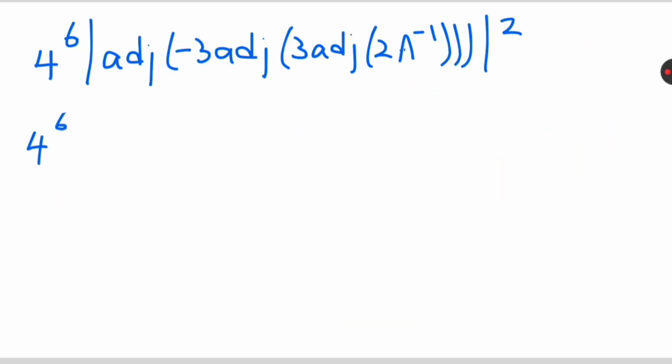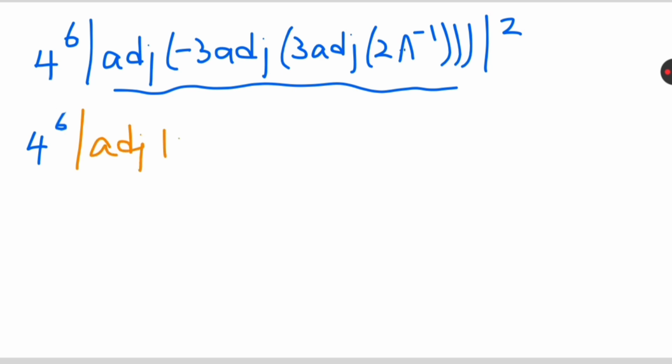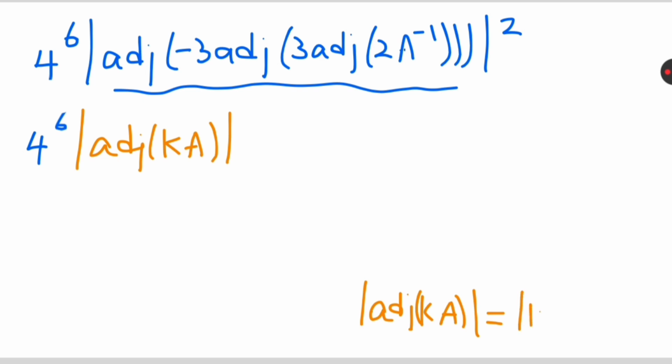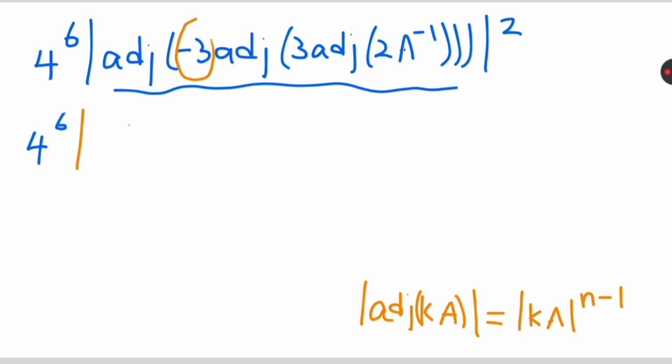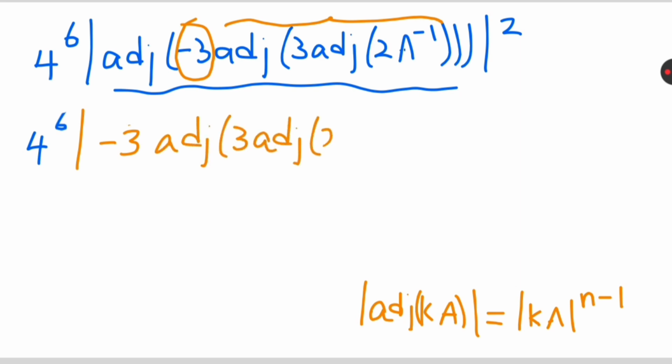Observe only this expression. It is in the form of our first formula, determinant of adjoint of KA. So what is the formula for this? Determinant of KA whole raised to the power of n minus 1. So just write that. Here K is nothing but minus 3. So you just write minus 3. This is our A. So you just write adjoint of 3 adjoint of 2A inverse whole raised to the power of n minus 1.